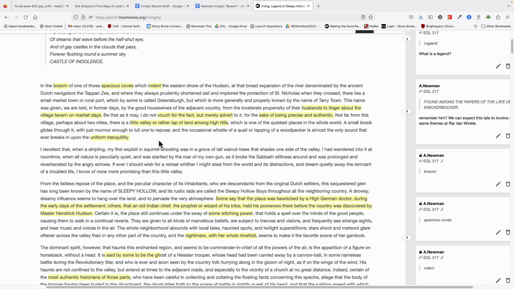"There lies a small market town or rural port, sometimes called Greensboro, known by Tarrytown," and there's the suggestion that it's called Tarrytown by the good housewives because the men tend to linger around the village tavern on market days. So again, there's this sort of sexual dynamic, right, of the men hanging out in this place that's been very much coded as female already, and the women feeling jealous of their attachment to this place.